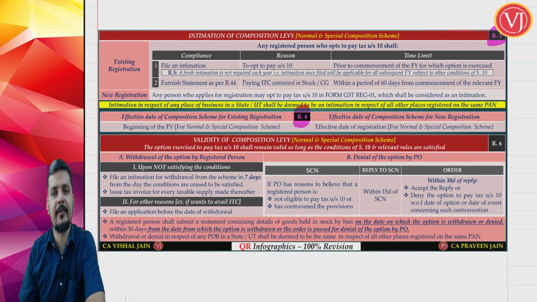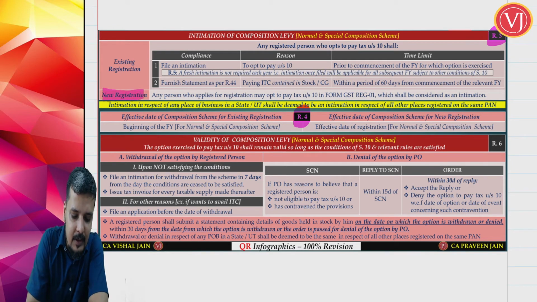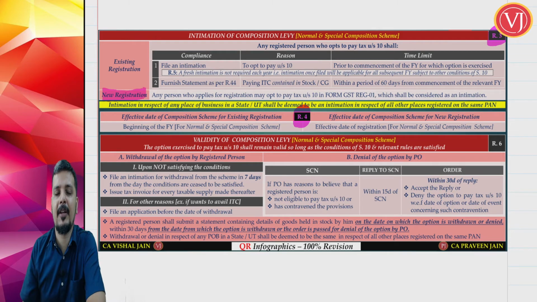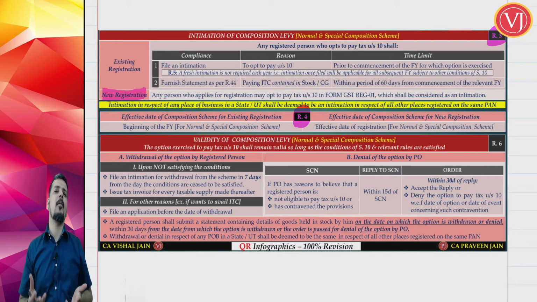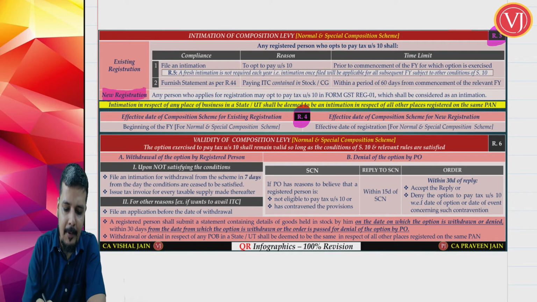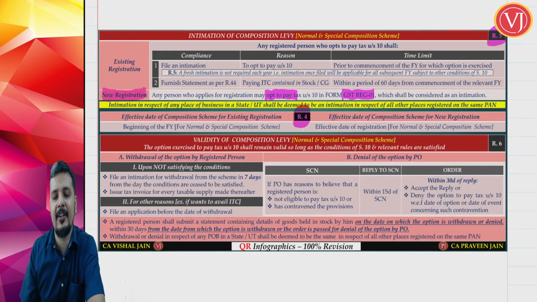Now let us analyze it. If you are talking about going for the composition scheme at the time of taking registration, let us analyze it for new registration. First we will discuss going for the composition scheme at the time of taking new registration. At the time of taking new registration, you can always go for the composition scheme even in between a year, which means I am taking registration only in the month of June. So when I am filing the registration application, I can select that I want to go for the composition scheme, right? A person who applies for registration may opt for the composition scheme in the registration form itself, GST REG 01, right?